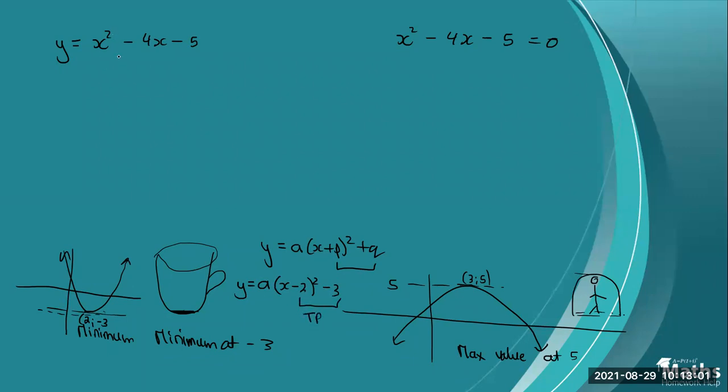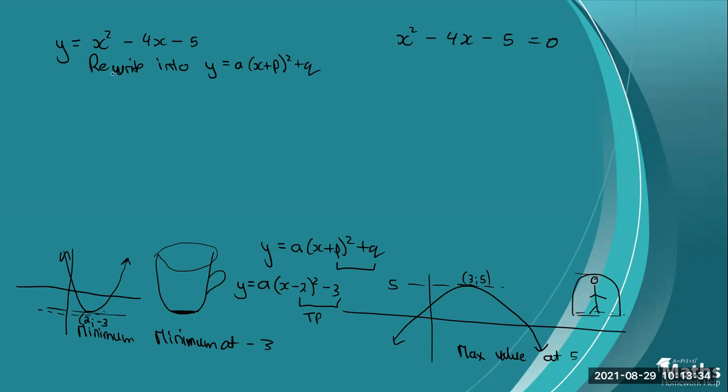Now, working out the equation, they love asking you to rewrite it in this format. So we're going to rewrite this equation into this format. y is equal to a, and then it's going to be x plus p squared plus q. So we're going to rewrite it in that format.